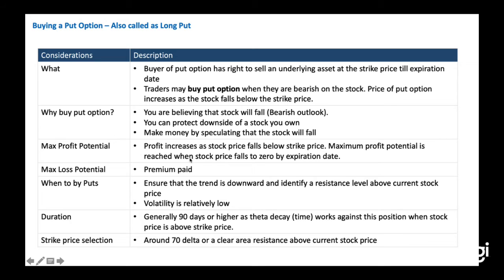Maximum profit potential is reached when the stock price goes all the way to zero by the expiration date. The maximum loss is the premium that you already paid. You cannot lose more than that.